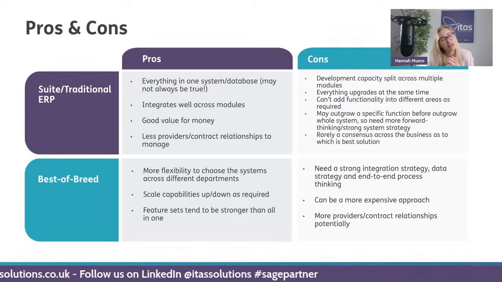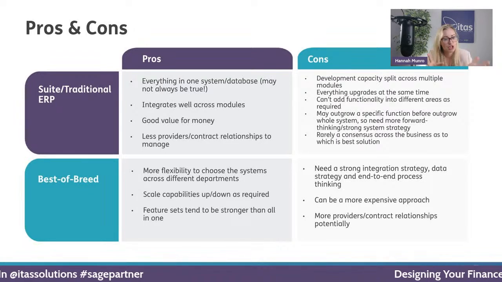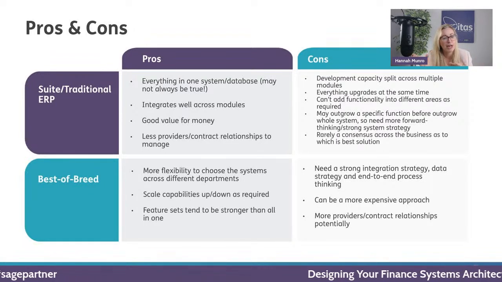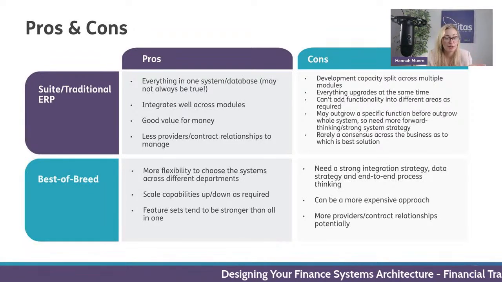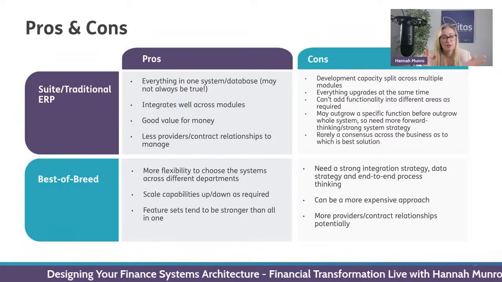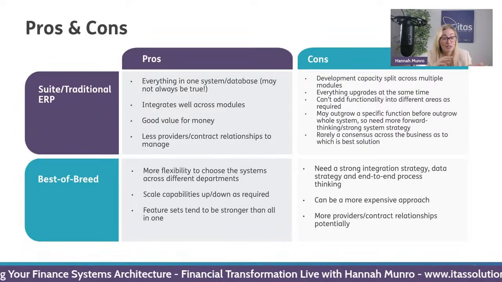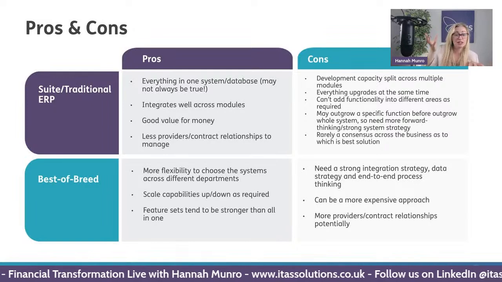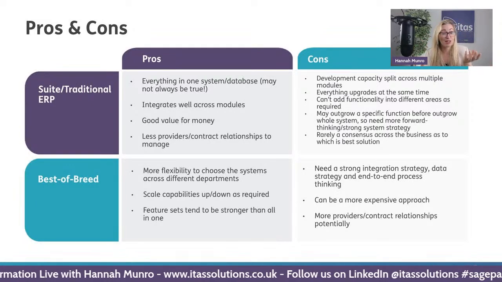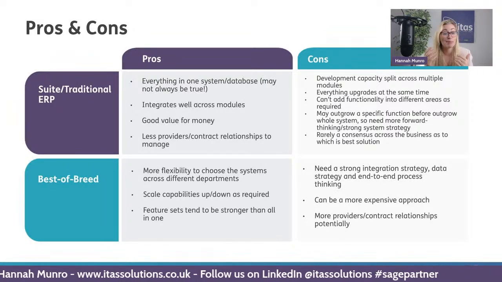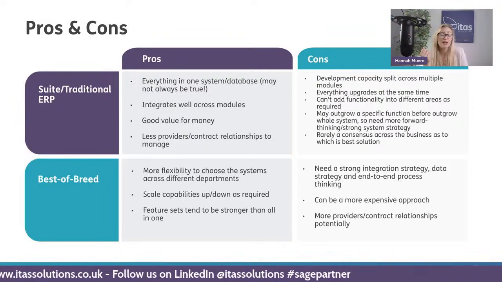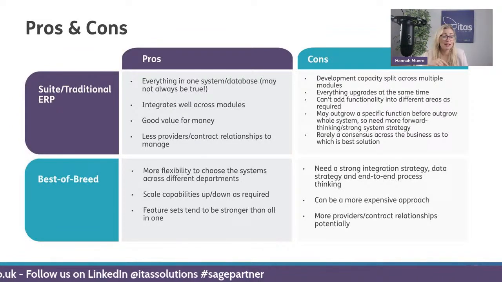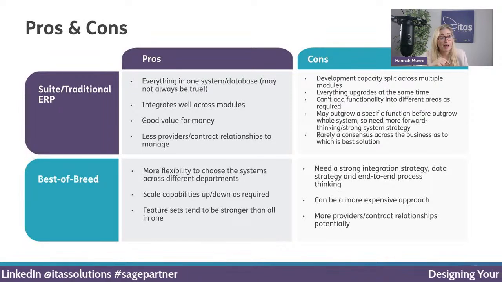I think from a strategy perspective, sometimes the challenge with this traditional ERP approach is that one area may outgrow the system before another. So finance may need more complexity before the rest of the business does, or vice versa. So what it doesn't give you is that ability to lift and shift the level of complexity and capability that you have in different areas, whereas you do have a bit more flexibility in the best of breed approach.